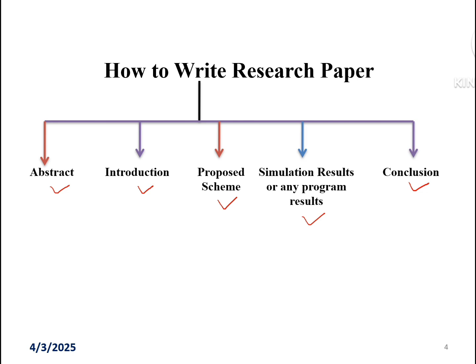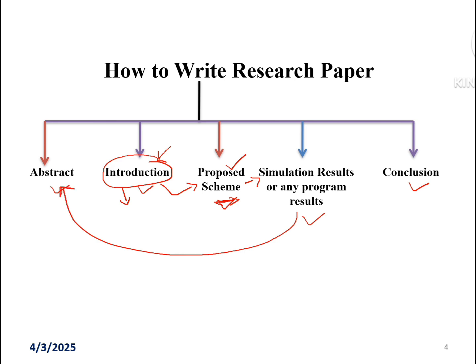Many reviewers, when observing any paper, first look at the introduction part, because the introduction contains the literature review of the paper. Then they observe the proposed scheme: after the introduction, is it related or not? If it is satisfactory, then it goes to simulation and results. After the simulation and results, we need to write the abstract. Then finally, you write the conclusion part of the research paper.